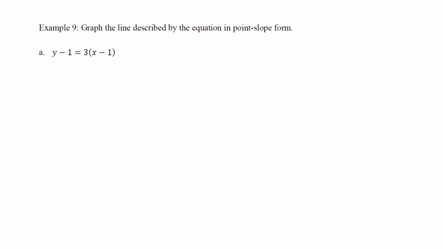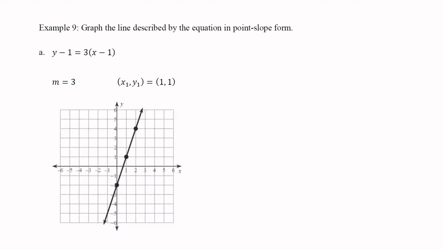So taking a look at this equation, we know that our slope is 3, and our point, and this is where you have to be careful, is going to be (1, 1), because remember, our value follows a minus sign. So we plot the point (1, 1) first, and then you use your rise over run, which will be up 3 and right 1, or you can go down 3 and left 1, and then you can draw your line.